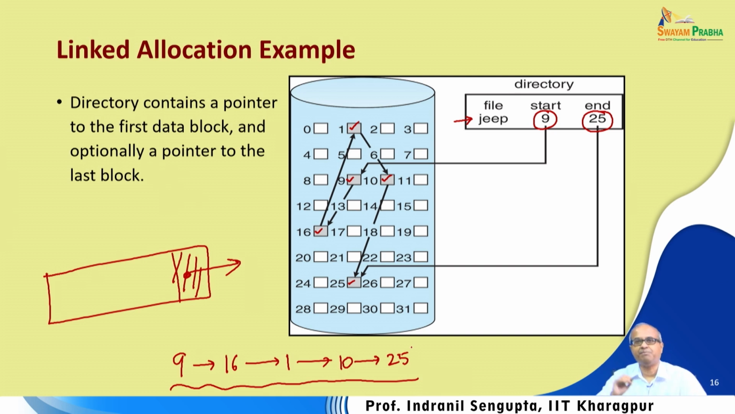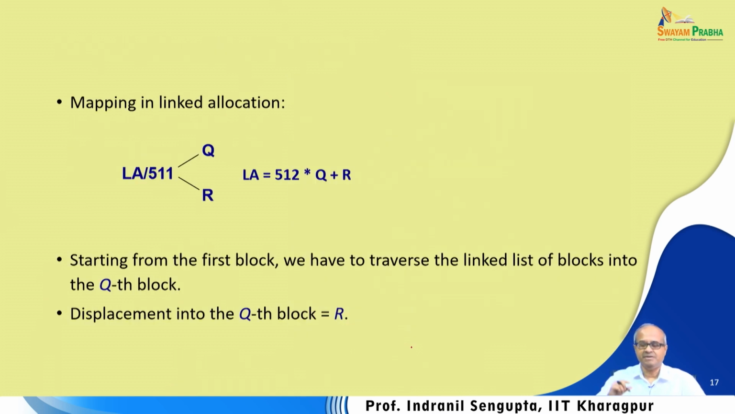Okay? This is simple linked allocation, but the drawback is that you may have to traverse so many links to locate a particular data in the file. The mapping, similarly: if you know the values of q and r, starting from the starting block you have to traverse q blocks, so many disk reads are required, and once you reach the qth block you can find the offset or the displacement in that block, that data you want to access.